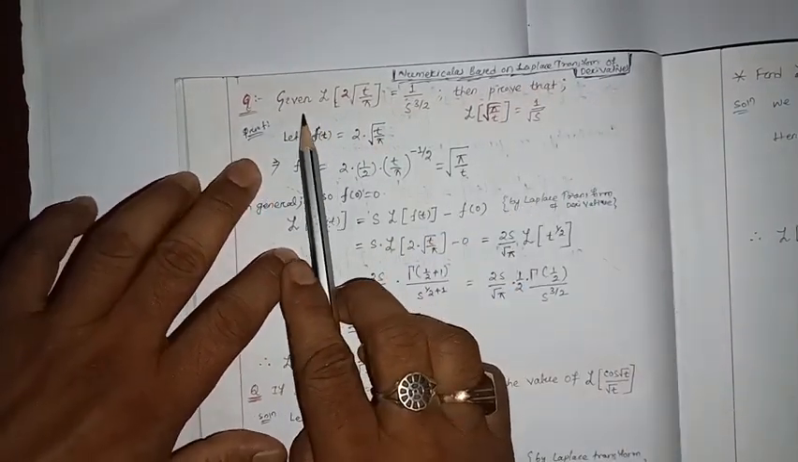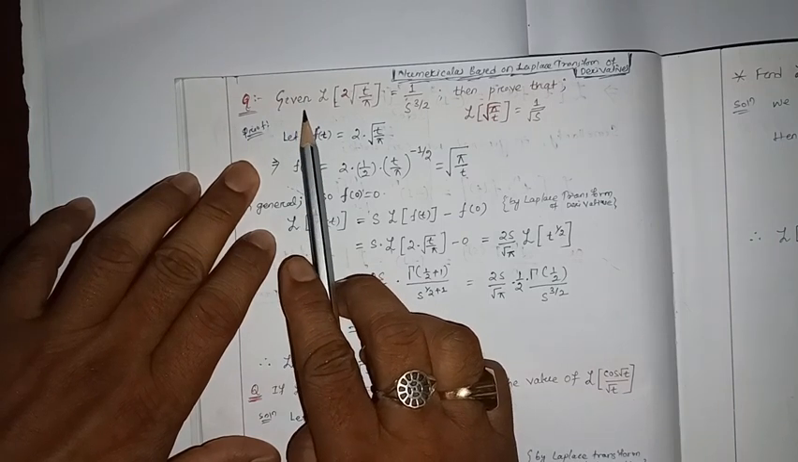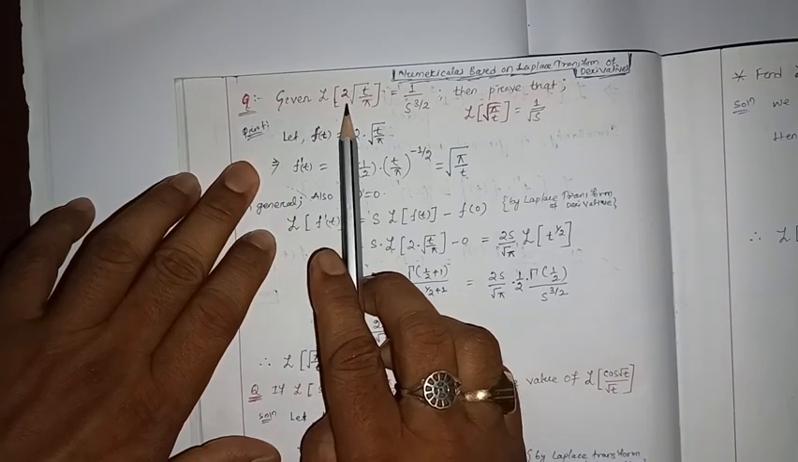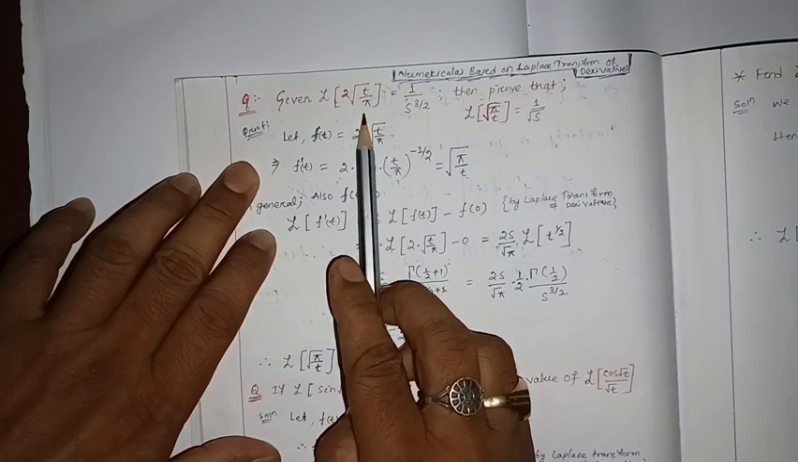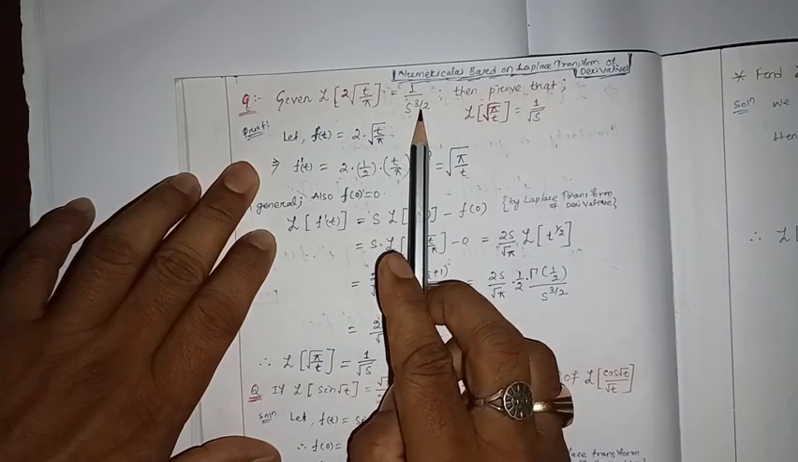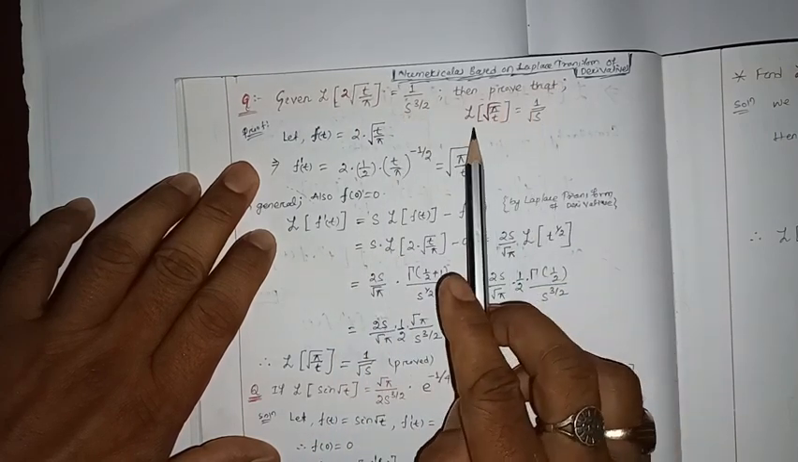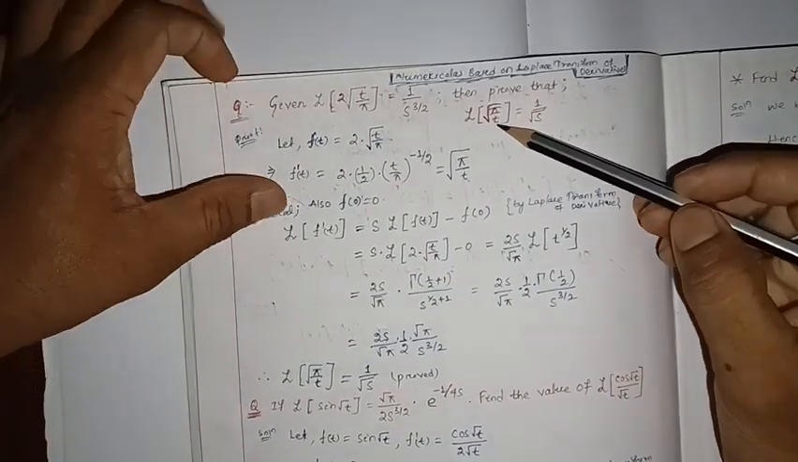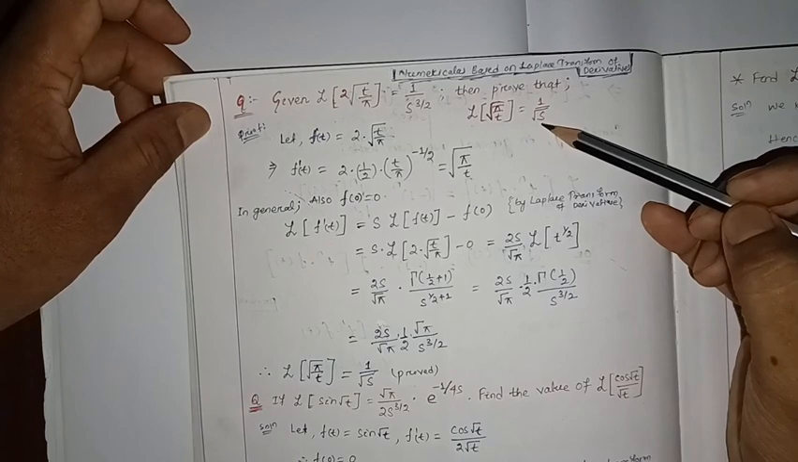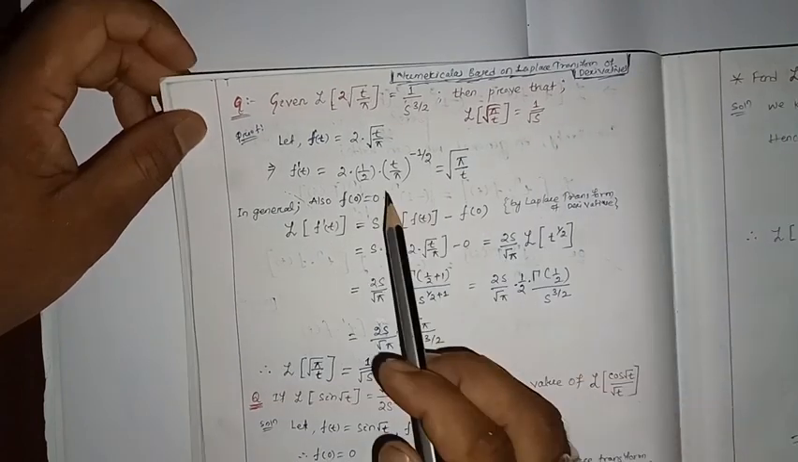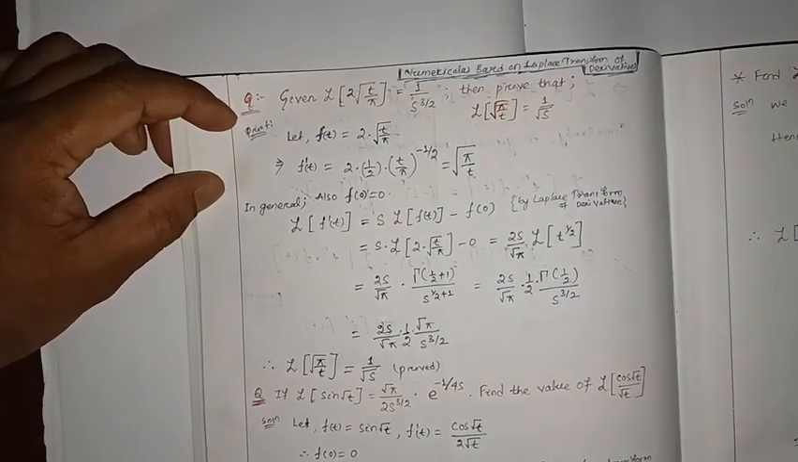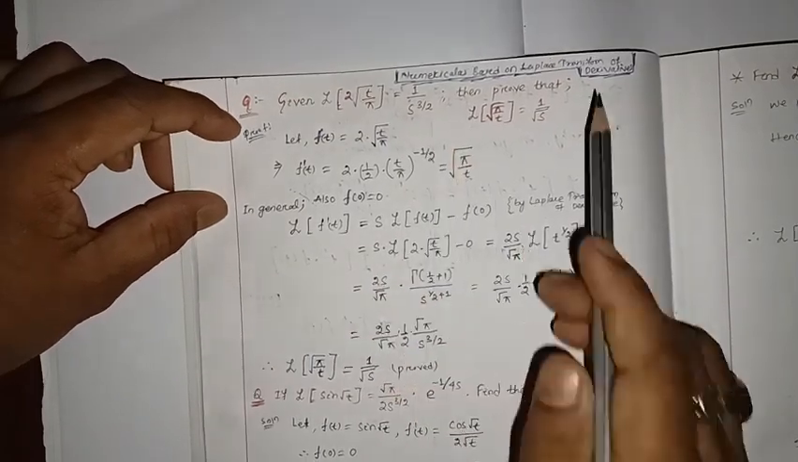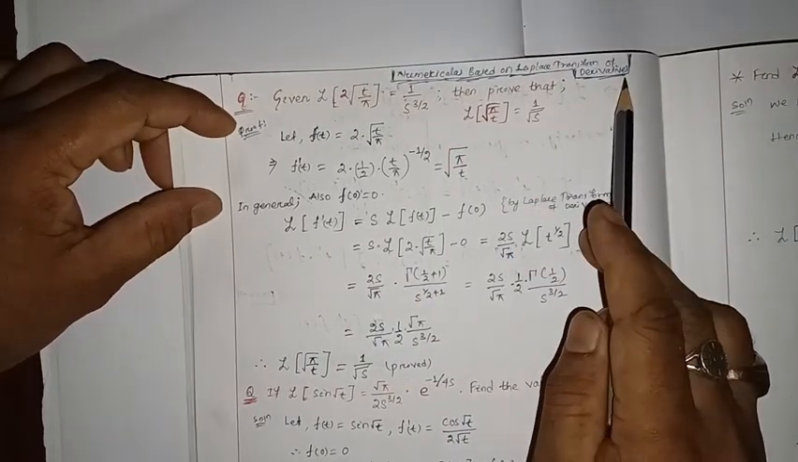First question is that given that Laplace transform of 2 into root over of t by pi equal to 1 by s to the power 3 by 2, then we have to prove that Laplace transform of root over of pi by t will be equal to 1 by root over of s. Okay, this question we are going to solve using Laplace transform of derivatives.